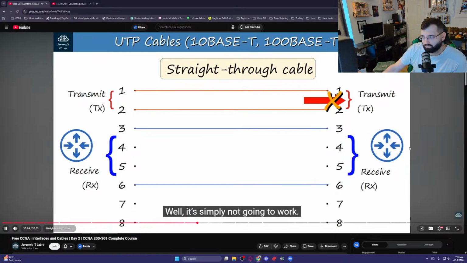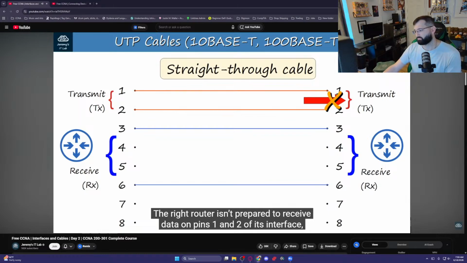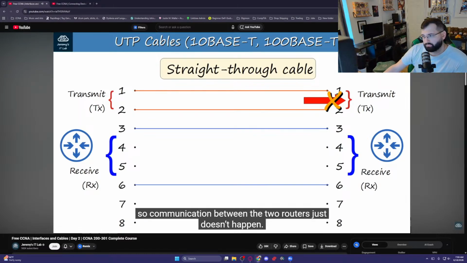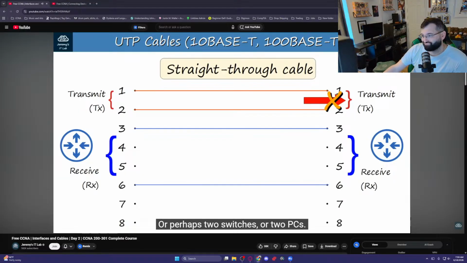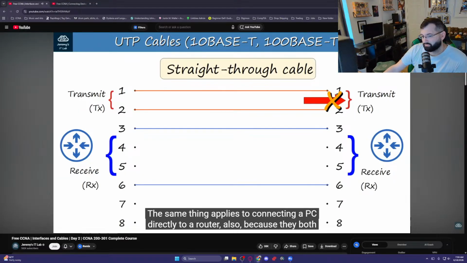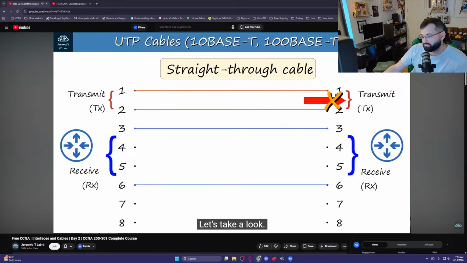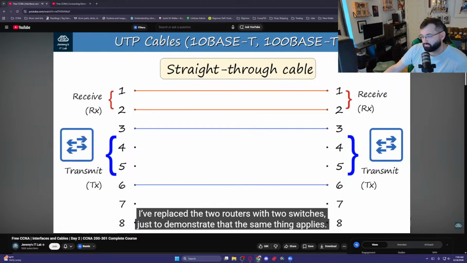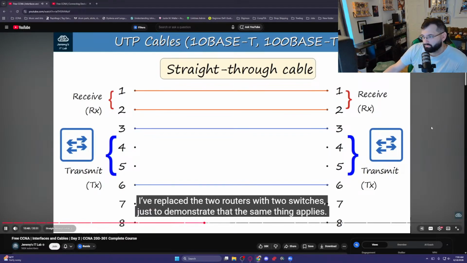Well, it's simply not going to work. The right router isn't prepared to receive data on pins 1 and 2 of its interface, so communication between the 2 routers just doesn't happen. So how can we successfully connect 2 routers together? Or perhaps 2 switches or 2 PCs? The same thing applies to connecting a PC directly to a router also, because they both transmit data on pins 1 and 2 and receive data on pins 3 and 6. Let's take a look. I've replaced the 2 routers with 2 switches, just to demonstrate that the same thing applies.